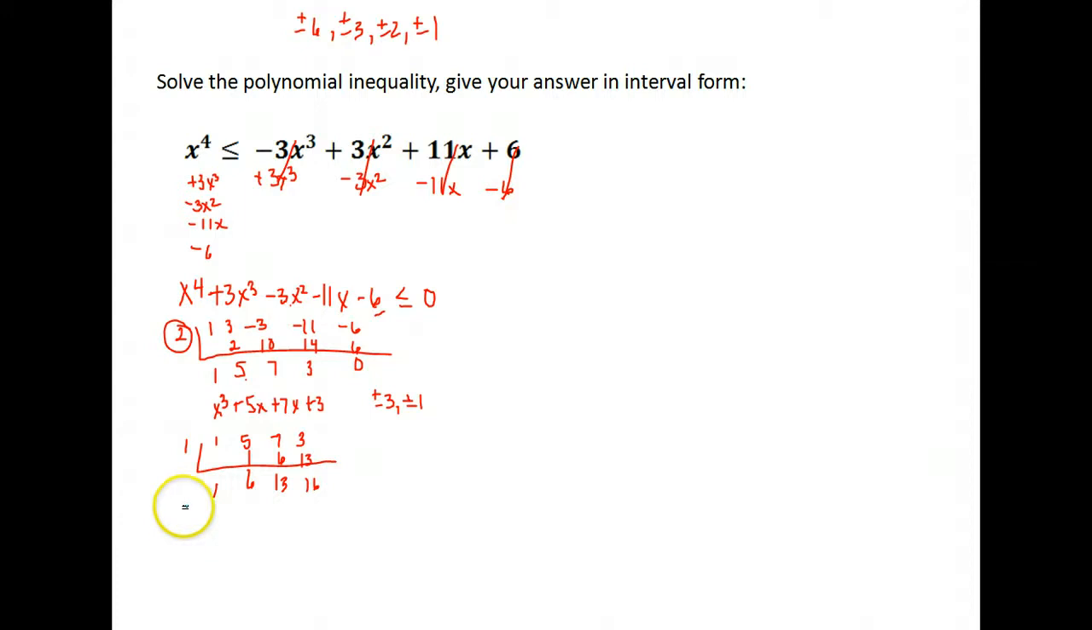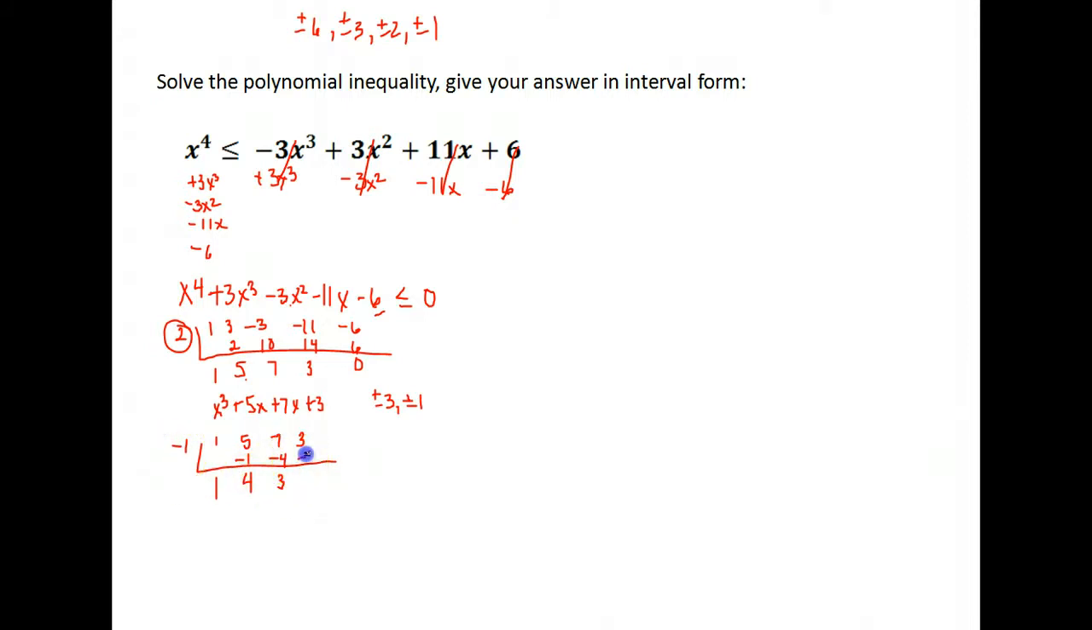What if I tried negative 1 instead? So I'm going to clear this out and change this to negative 1. Okay, so I'm doing the same polynomial, just going to try negative 1 instead. So again, bring our numbers straight down. Negative 1 times 1 is negative 1, and 5 plus negative 1 is 4. Negative 1 times 4 is negative 4, and 7 minus 4, or 7 plus negative 4, is 3.